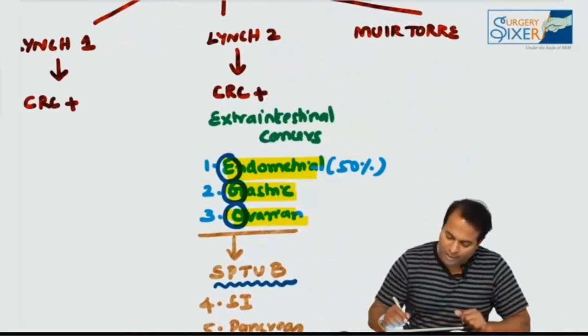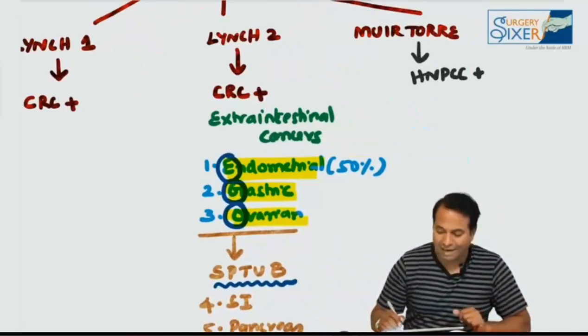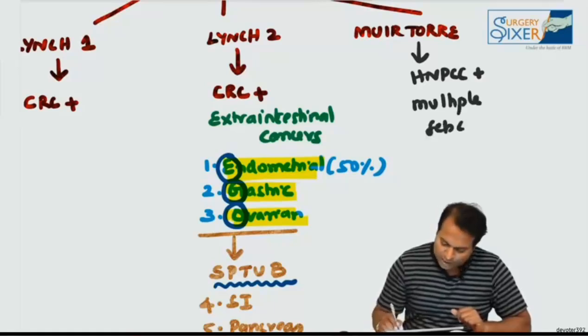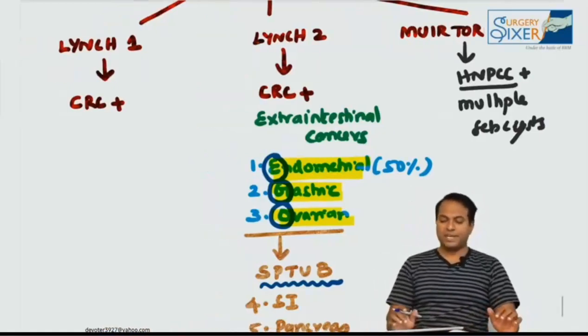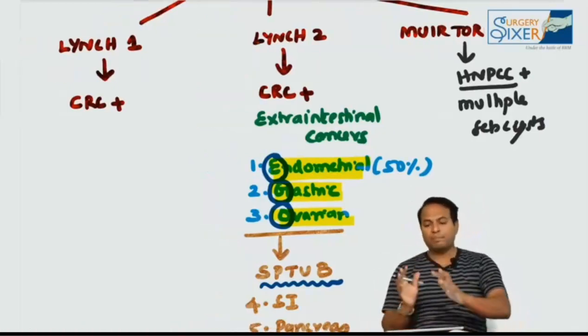And Muir-Torre syndrome is HNPCC associated with multiple sebaceous cysts. So there are two syndromes associated with multiple sebaceous cysts: Gardner syndrome and Muir-Torre syndrome. So these are the two important polyposis syndromes, FAP and HNPCC.